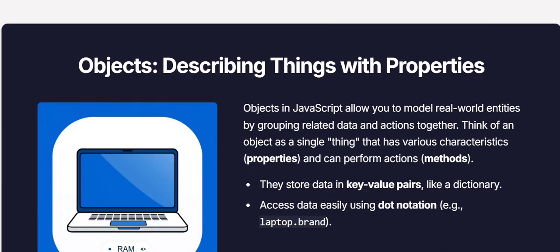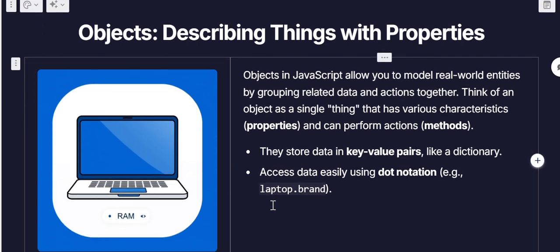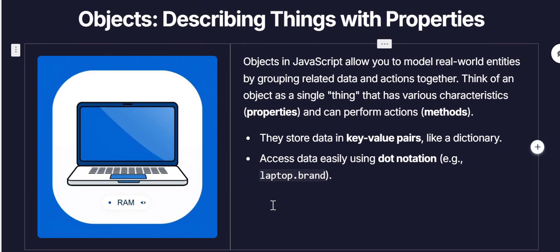Next, objects. Objects describe things with properties. Objects in JavaScript allow you to model real-world entities by grouping related data and actions together. Think of an object as a single thing that has various characteristics, or properties, and can perform actions.